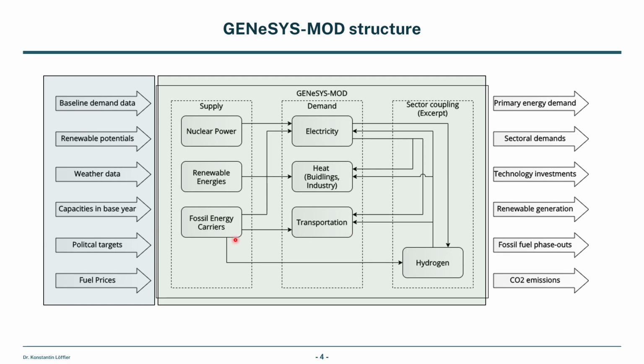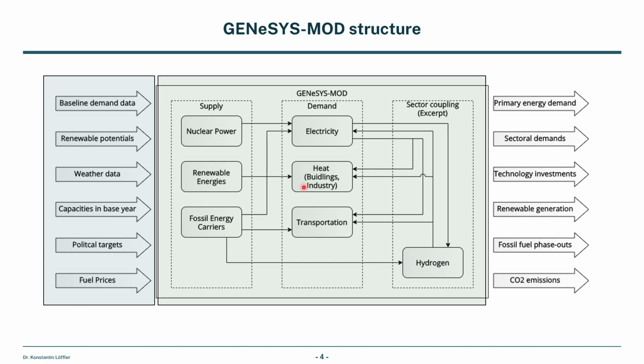Then we consider a plethora of different technologies on the supply side. So we have either conventional generation, such as nuclear power or fossil energy carriers, but we of course also feature a wide range of renewable energy sources. All of these then create different kinds of fuels that then either go into, for example, electricity demand directly, or go into, for example, by burning fossil fuels into heat directly.